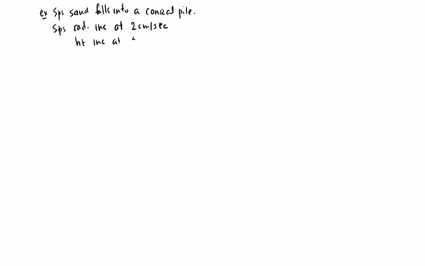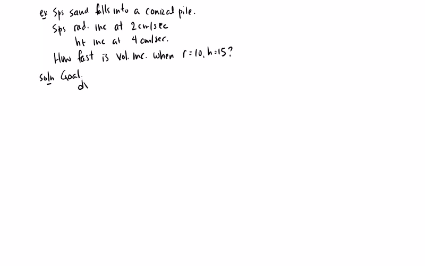So it'd sound like a classic Calc 1 problem. Suppose that sand falls into a conical pile. Suppose the radius increases at, say, 2 centimeters per second, and the height increases at 4 centimeters per second. The question is, how fast is the volume increasing when, say, the radius is 10 and the height is, say, 15? This one might make a bit more sense. So the goal is dV/dt, how fast is the volume increasing, dV/dt at r equals 10, h equals 15.